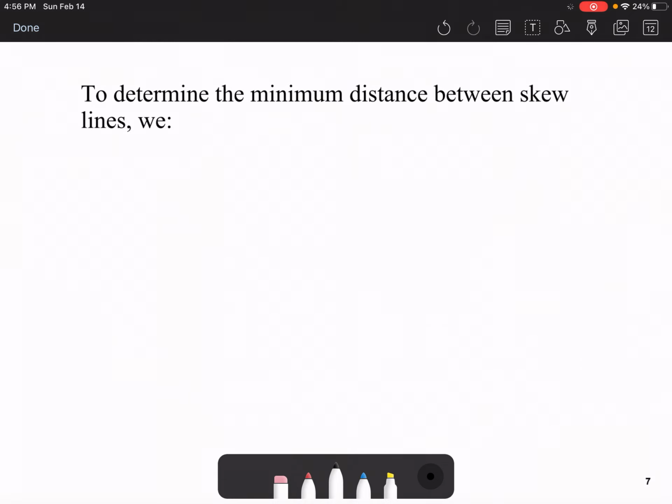Okay. So to determine the minimum distance between 2 skew lines, the shortest distance actually turns out to be a line that's perpendicular to the directions of these lines. So let's say one line has a direction of a vector, we'll call it A, and another line has a direction, we'll call it B.